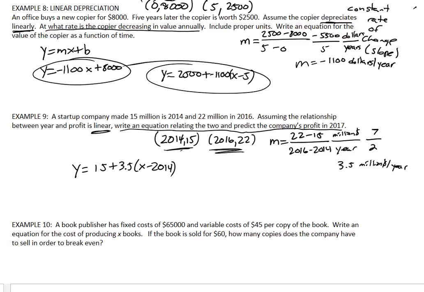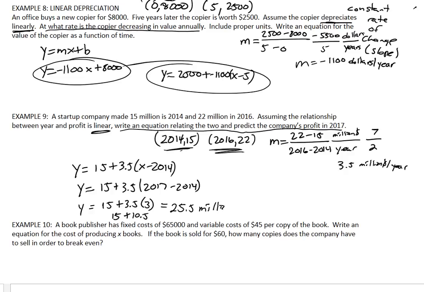So let's put that in. We put in 2017 in here. So that would be 15 plus 3.5 times 3, which would be 10.5. So 15 plus 10.5 is 25.5 million. Don't forget to put the $1 million in there. Good. And let's look at the next one.